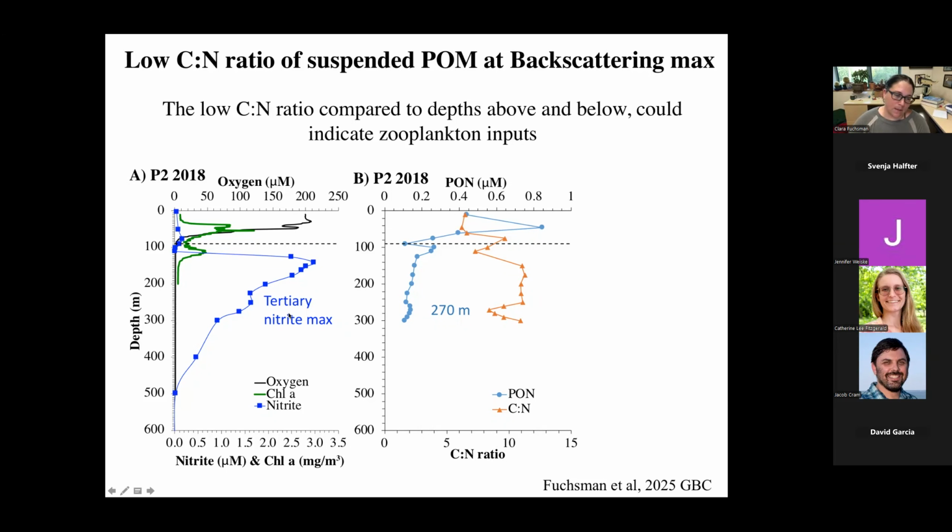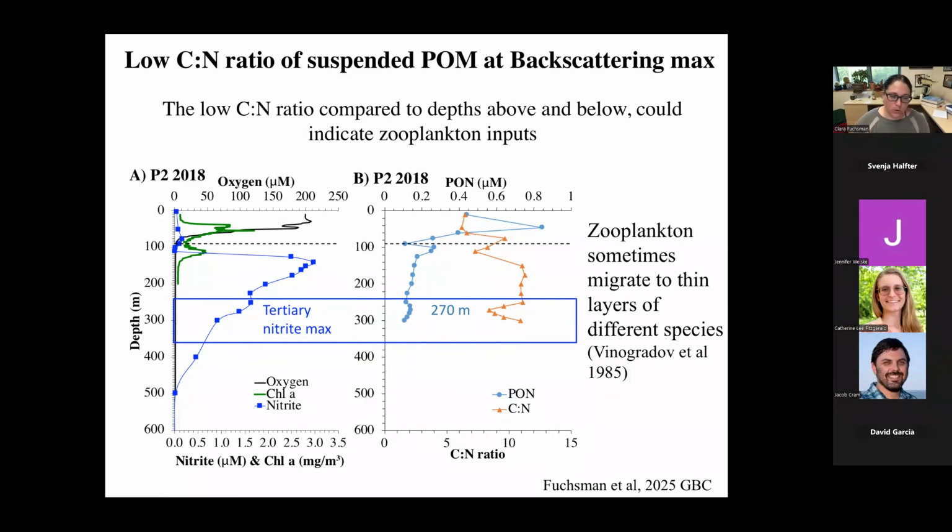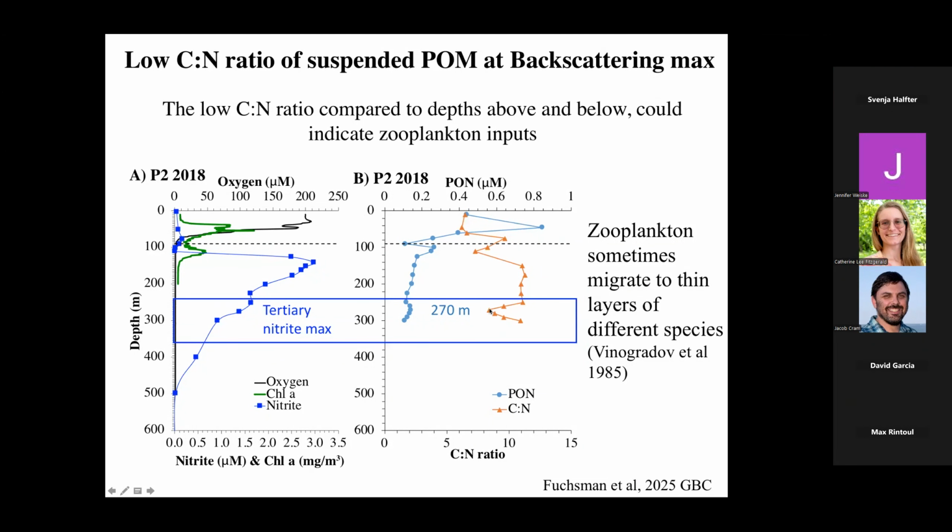At the same time, we have this tertiary nitrite maximum. Well, it's really more of a shoulder on the nitrite peak, but we see it over and over and over again. So we think that this shoulder is real, and it's also in the same range as these low C to N ratios. And I wanted to note that this is at a small depth range. It's not over the whole range where we saw backscattering.